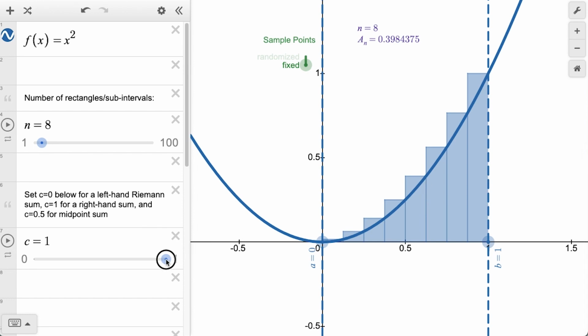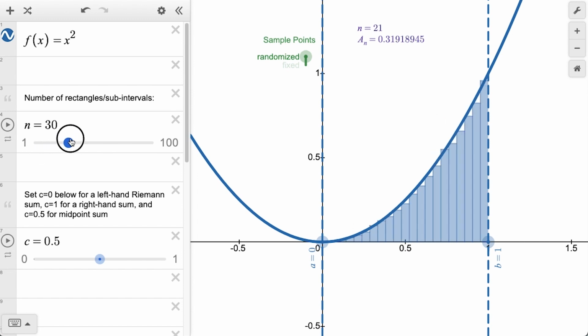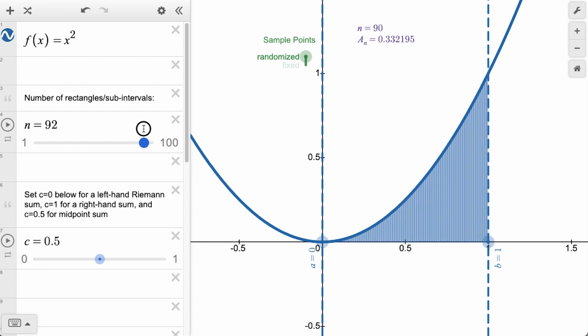Okay, I could also choose to use the left endpoint. I could choose to use the midpoint of each interval. I could also choose to have some randomized point in each subinterval. And there's some error here, but if I take more and more subintervals to do this approximation on, I lose that error.